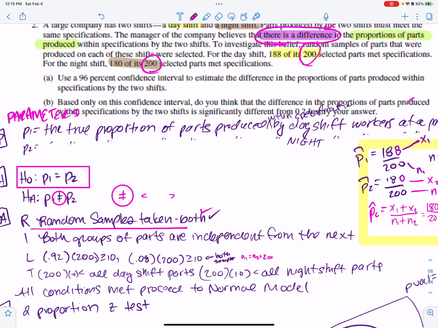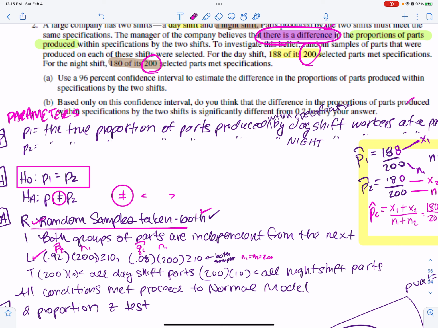Independence. The way that we're showing independence is through random samples and my large sample size. That's really how we're showing independence. So this sentence, it's independent from the next, is really not necessary because I'm showing independence through random samples and NP/NQ. So for L, I have NP/NQ, so that's my P hat pooled, excuse me. And this is my N, and this is 1 minus P hat, which is my Q hat pooled. And that's my N1.